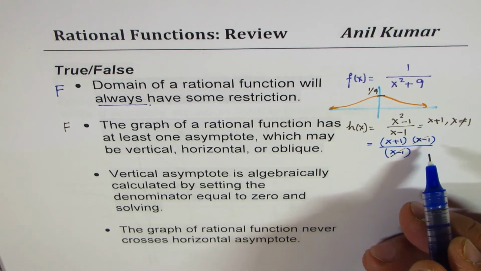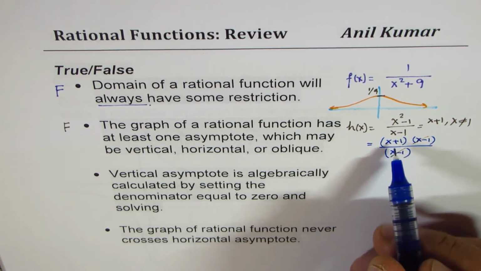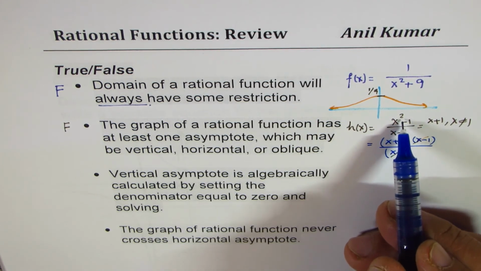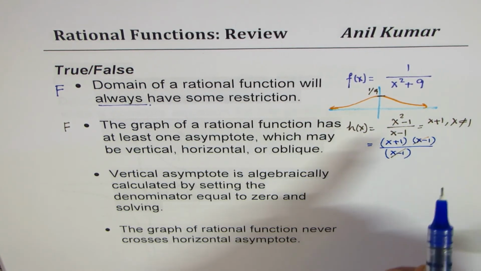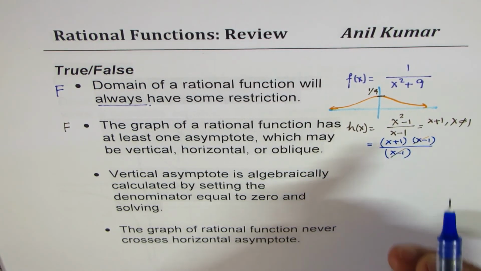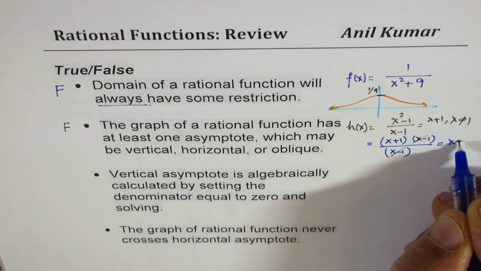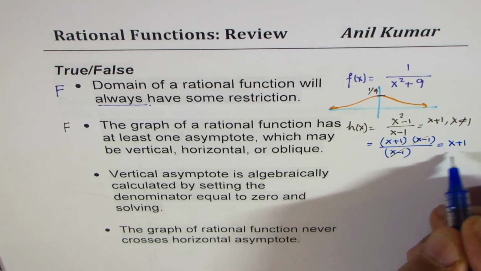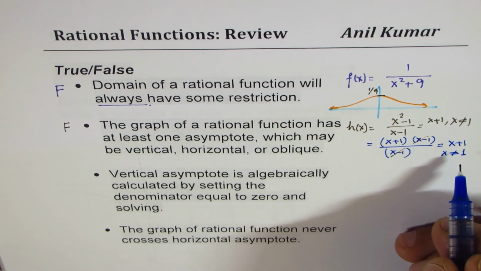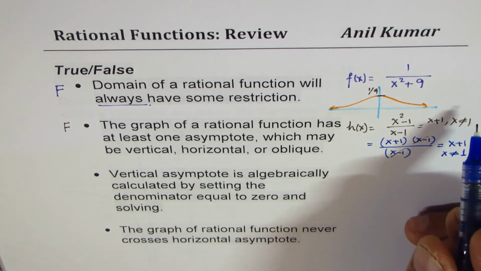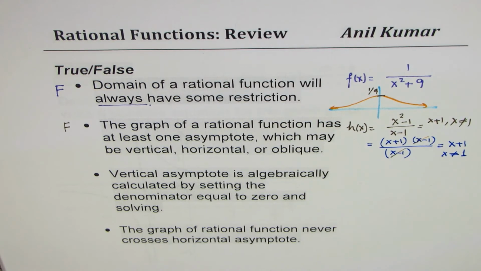Now there is no vertical asymptote. There are no asymptotes in this. Do you see that? Even though the numerator is one degree higher, it is not an oblique asymptote, since in this particular case we have x plus 1 as the line, with a restriction, of course, that x is not equal to 1. So that means there is a hole at 1. So (1, 2) will be the position of the hole, right?